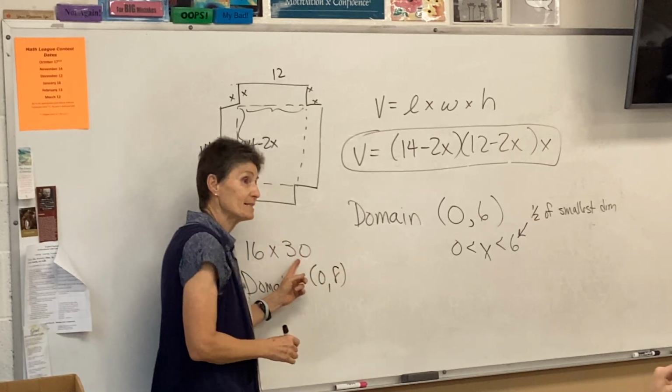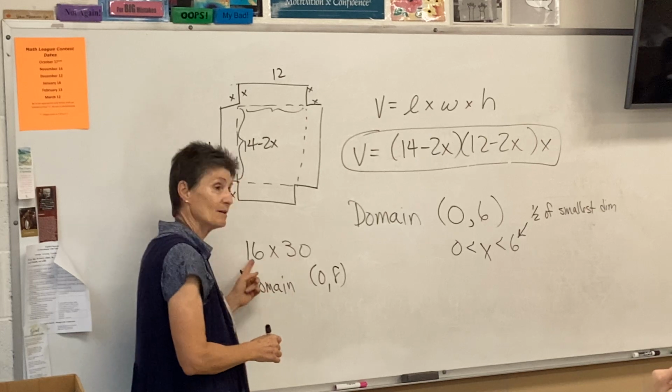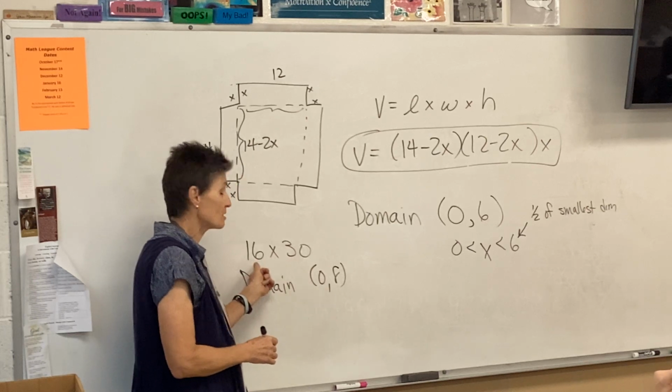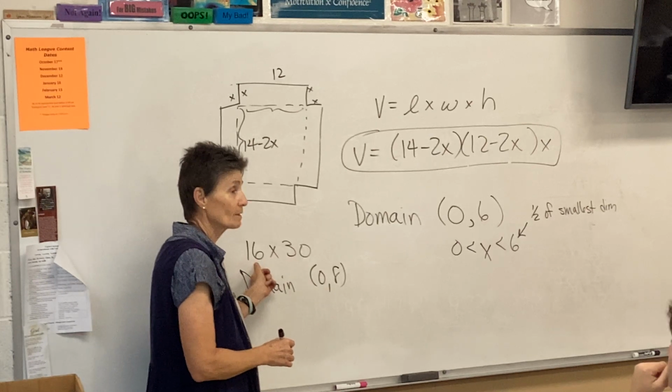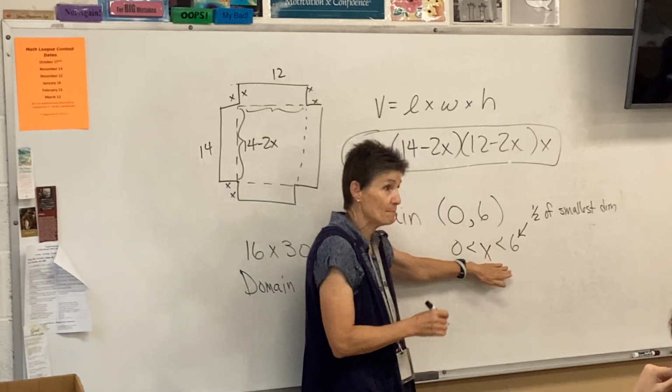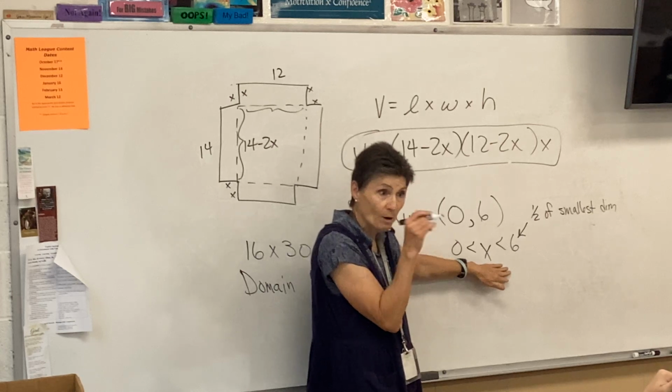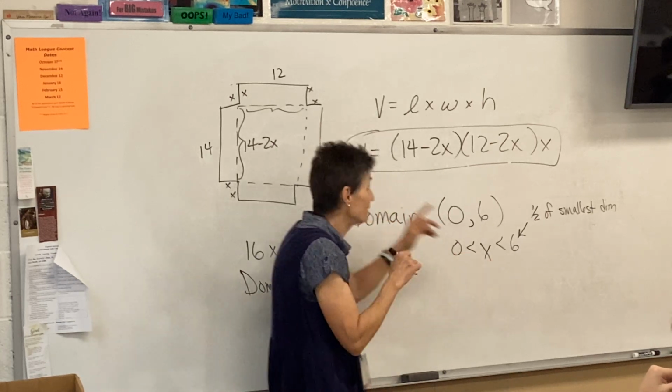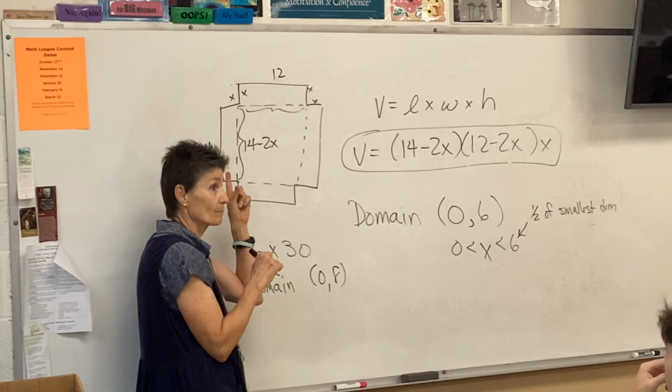Jared, I can take 15 off this side, but I can't take 15 off this side. So I have to look at the smallest dimension. So this is the interval notation that describes x is between 0 and 6 in this problem. Okay?